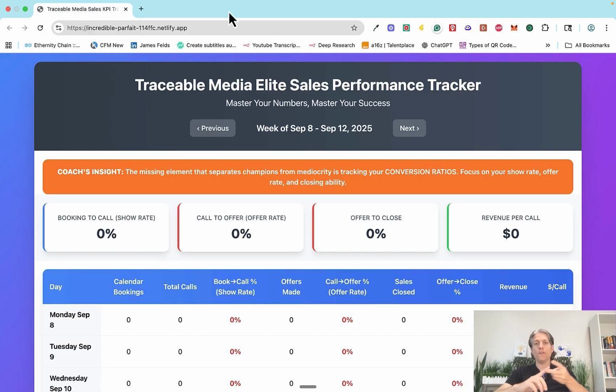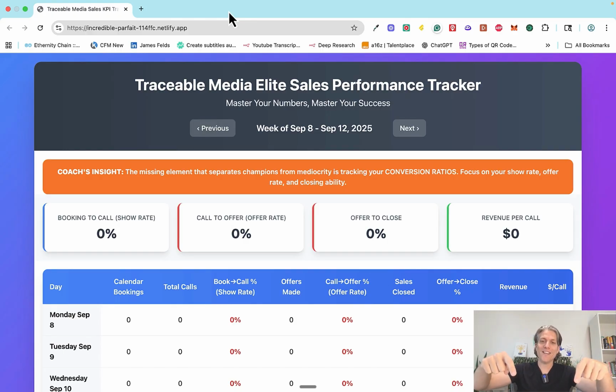Show rate, offer rate, close rate, revenue per call, and yeah, it does the math for you. You can plug in your revenue goals and close rates, and boom, it tells you your targets and where you need to be daily. And you can copy the data and download it to track week over week results.